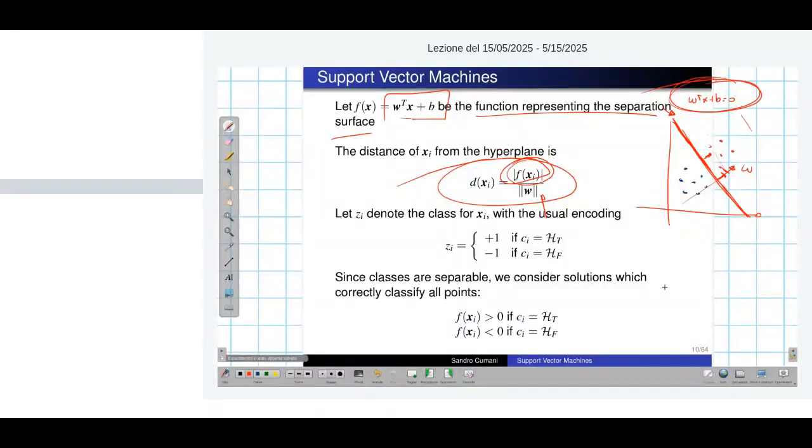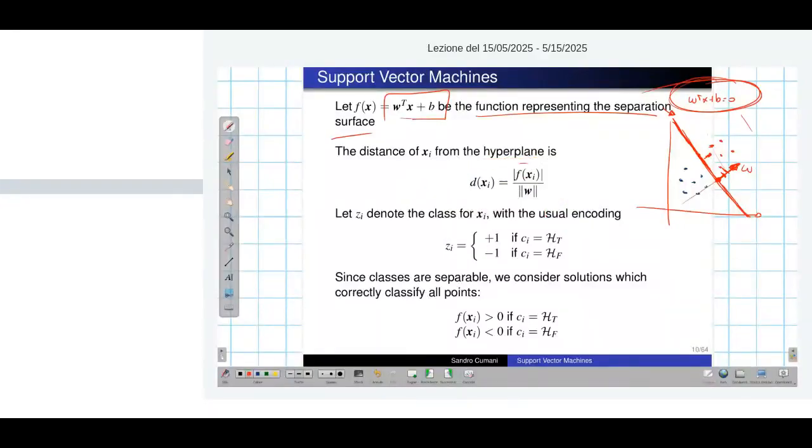Projecting W over X over W and adding B will be 0 for the points that are here. For the points that are farther, it will move the projection along the direction W. I need to normalize, because if I want this to represent a distance, then the projection direction should be normalized. So I need to renormalize by the norm of W. So this is the way I can compute the distance.